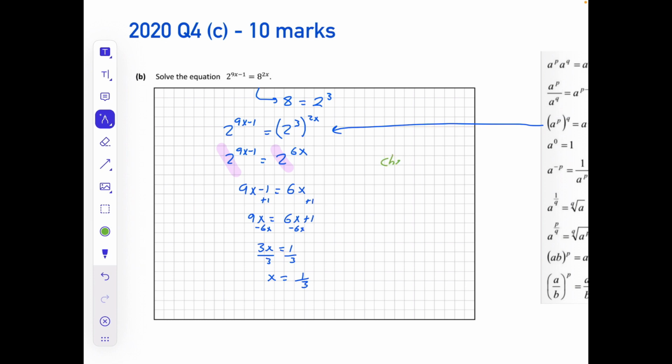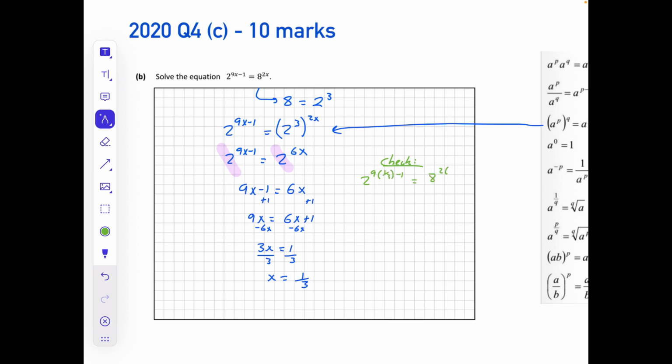So I'm going to do a check. I'm going to do it over here. Remember, I'm not necessarily getting any extra marks for this because it didn't ask me to do it, but a little bit for peace of mind, knowing that I'm correct, it stops me wasting time looking for a mistake if I know that it is correct. Okay, so I'm going to do 2 to the power of 9, and instead of x, I'm going to put in 1/3.